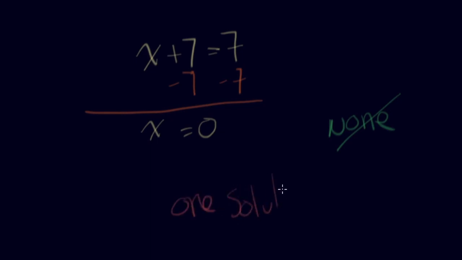Poor 0. 0 gets confused all the time. A lot of students think that when you get x equals 0, that means no solution, because 0 doesn't really have any value. So they write down no solution. No, no, no. This is one solution, and that one solution happens to be 0. All right, so there's one of your common kid mistakes that I'm trying to identify for you. Hint, hint, pay attention.